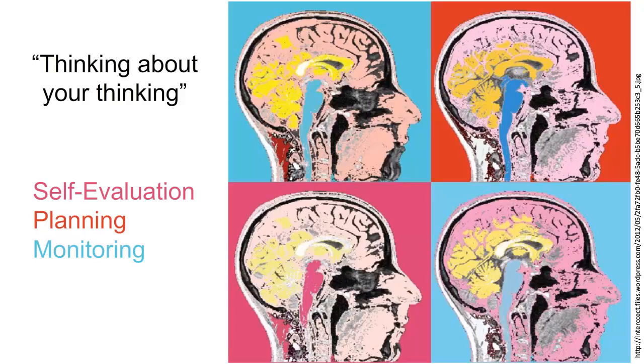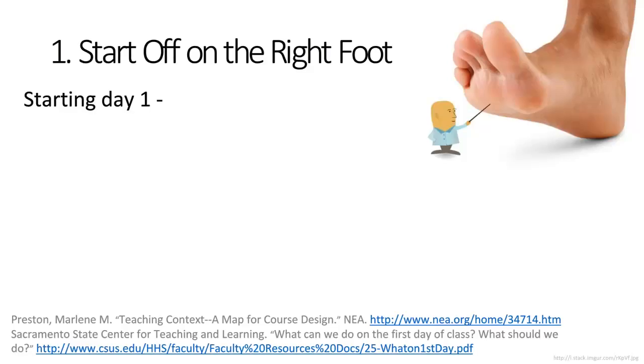Most of the information I'm presenting today draws primarily on works on metacognition and learning. So what is metacognition? In a nutshell, metacognition is usually defined as thinking about your thinking. Three key components are the ability to self-evaluate your own progress, your ability to plan for success, and also your ability to monitor how you're doing at any given moment. Here are some small changes you can make.